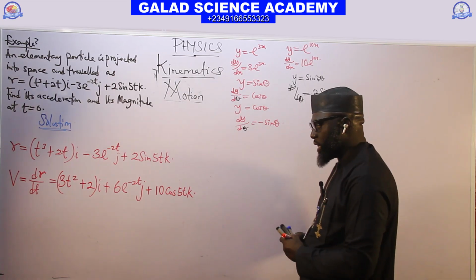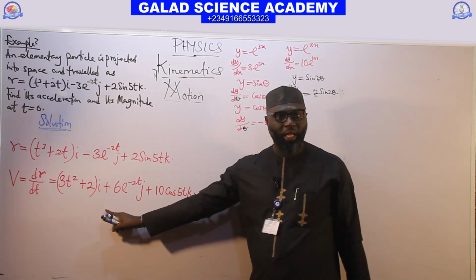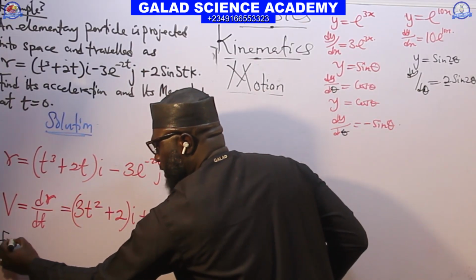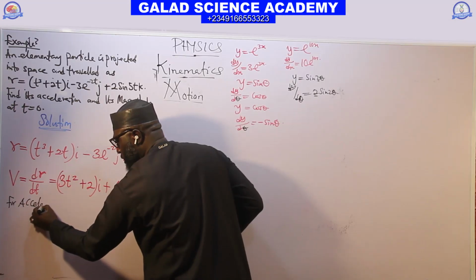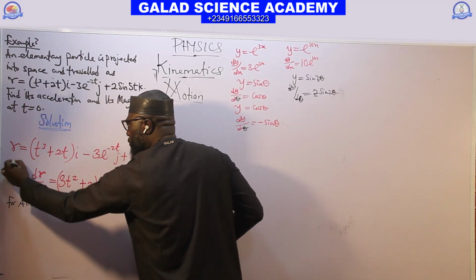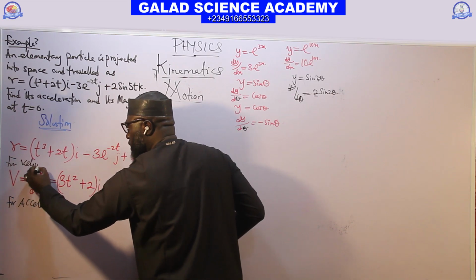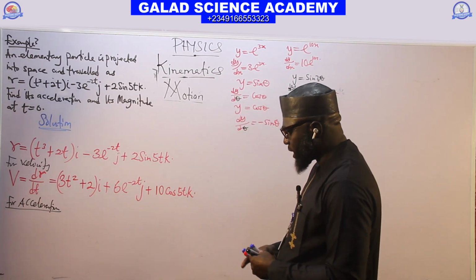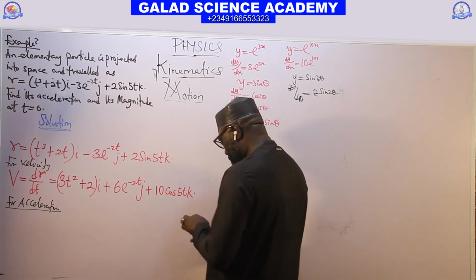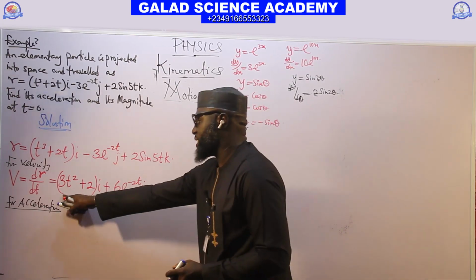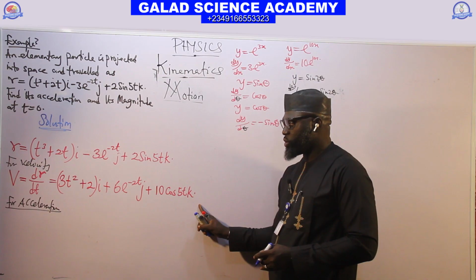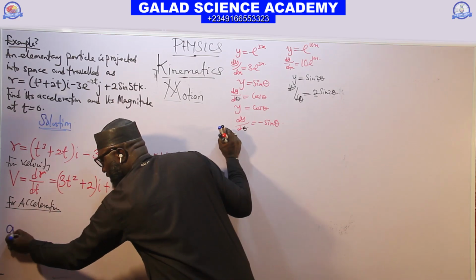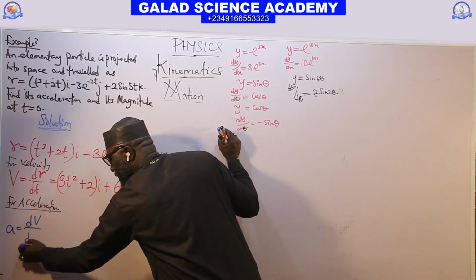That is the velocity of the particle. Next one is for acceleration. This one was for velocity. So for acceleration now, what can we do? You will differentiate everything you have for velocity to get acceleration. Now let us differentiate. We have acceleration, a is dv/dt.